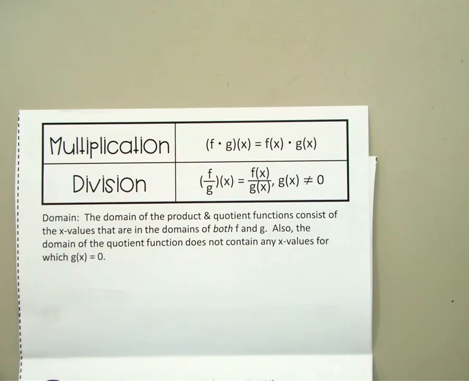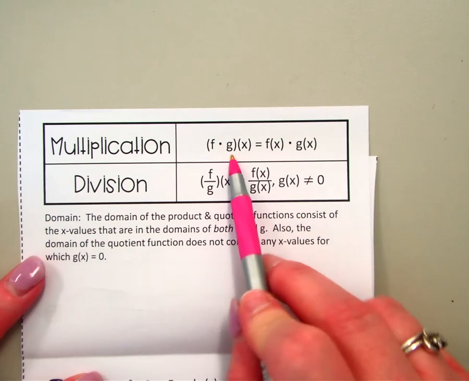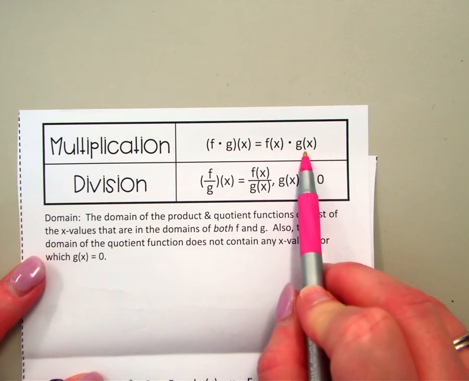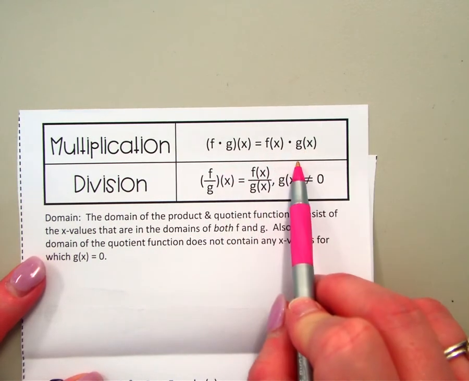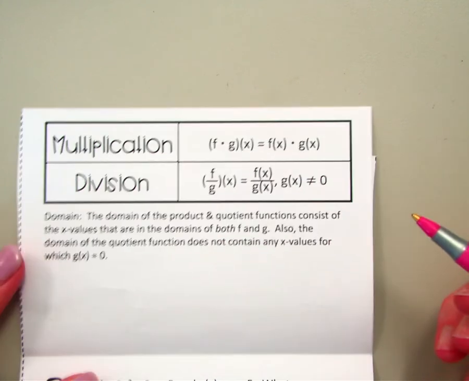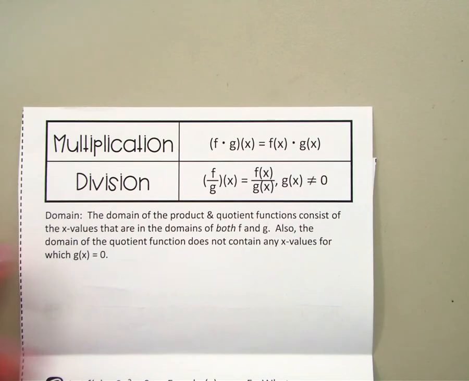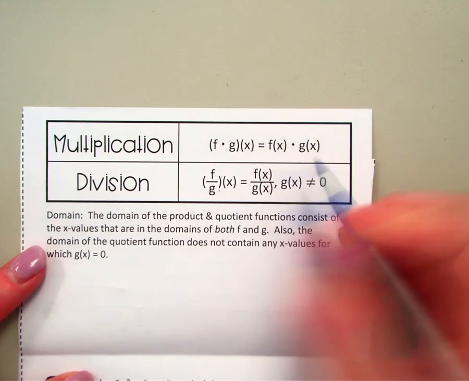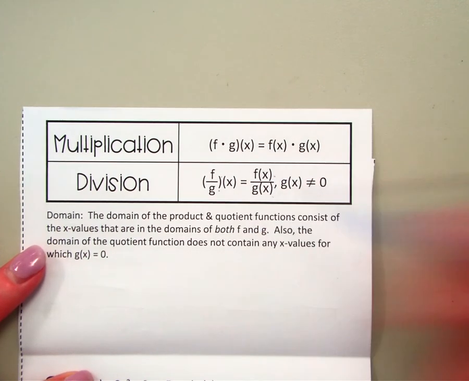So next to multiplying and dividing. Again, two ways to be able to write it: f times g of x, or f of x times g of x. Same thing is going to be happening here. You're going to be multiplying them together and getting your answer from that. And then here, f divided by g is the same as f of x divided by g of x.